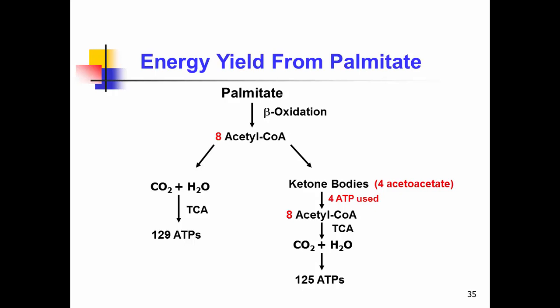So less ATP is made. But again, the brain cannot utilize fatty acids directly, so our body has to go through this fatty acid oxidation, ketogenesis, and acetyl-CoA oxidation pathway for making ATPs.